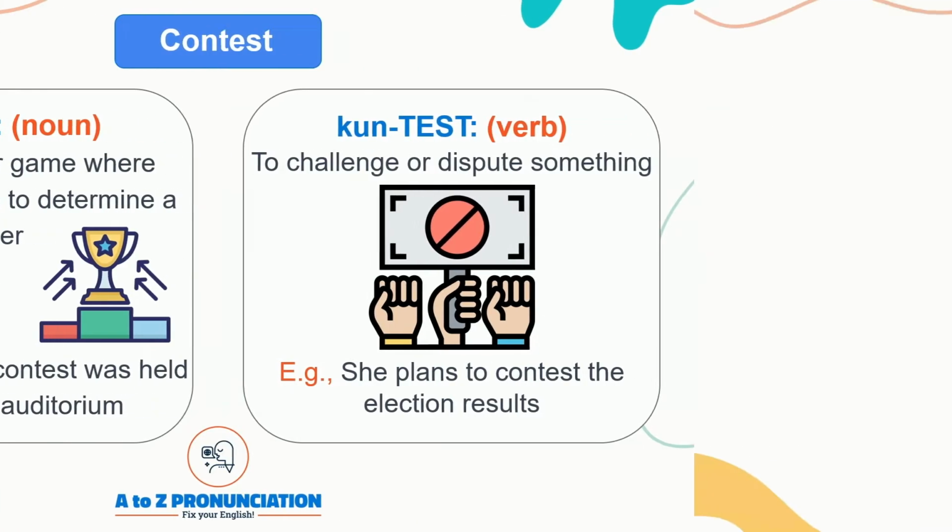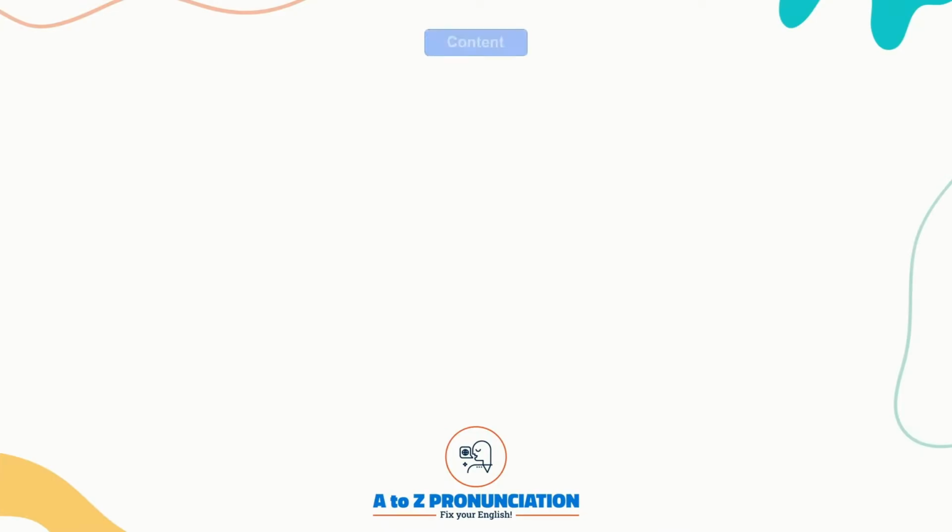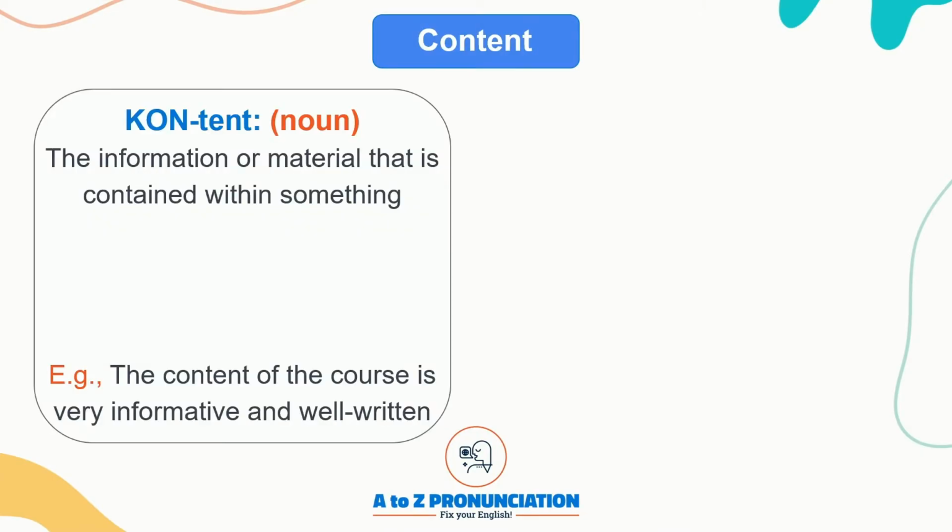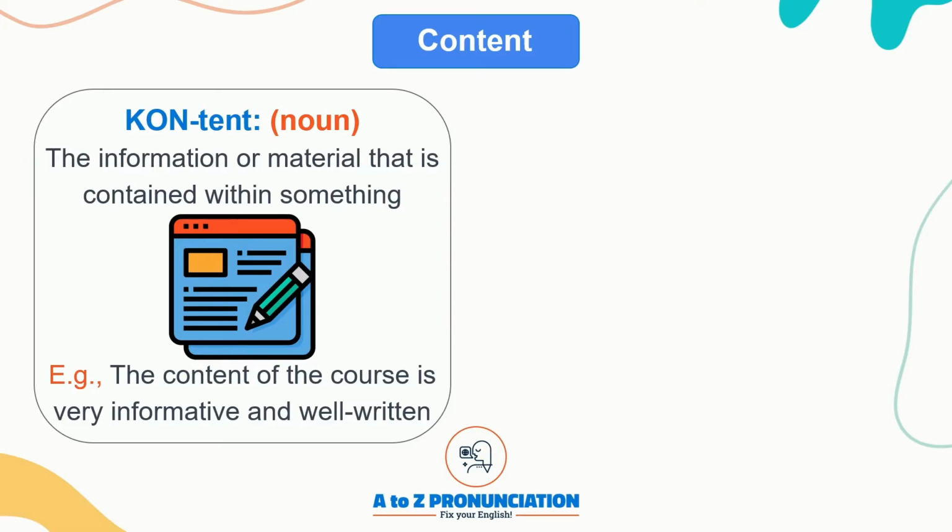Alright then, let's take a look at content. In the noun form, content, which is a word we might have heard of from social media, means the information or material that is contained within something. For example, the content of the course is very informative and well written, or at least we hope so.